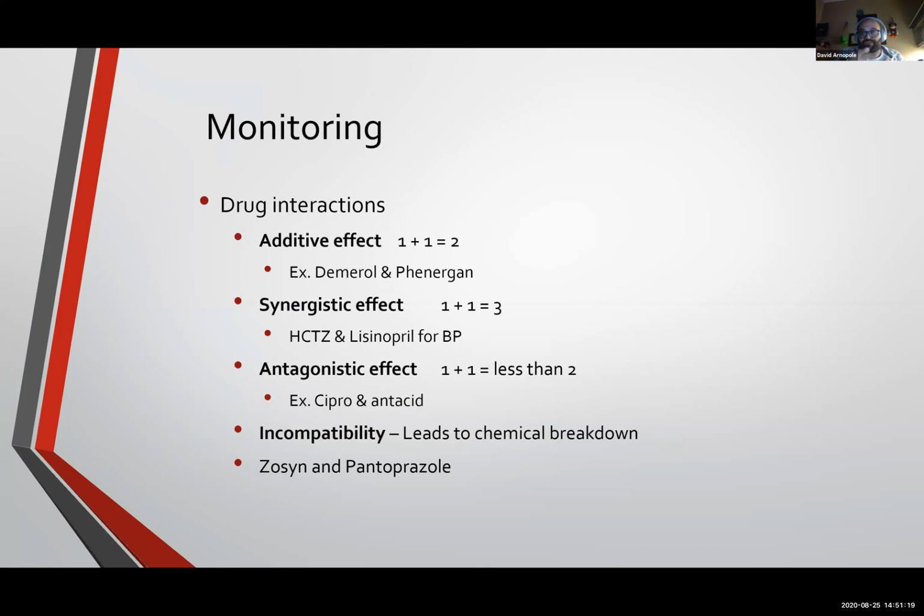Don't combine unless you need it. We gave a nice one of hydrochlorothiazide, HCTZ, and lisinopril for blood pressure, but a lot of people will think synergistic effect with narcotics and alcohol and other narcotics. So again, think synergistic. Things worked way stronger than they would if they were just separate. Antagonistic, 1 and 1 makes less than 2. Things don't work as well as they should have. Antibiotics and birth control, antagonistic effect.